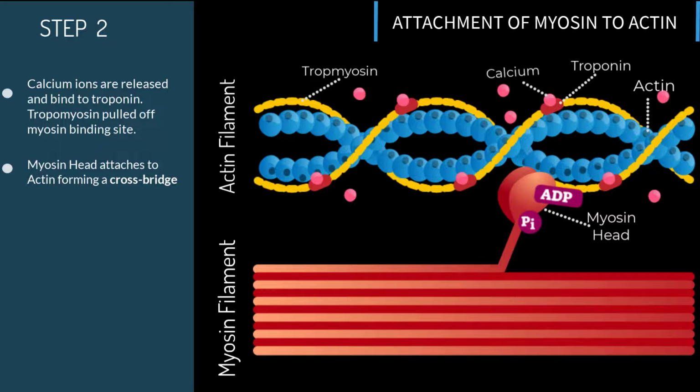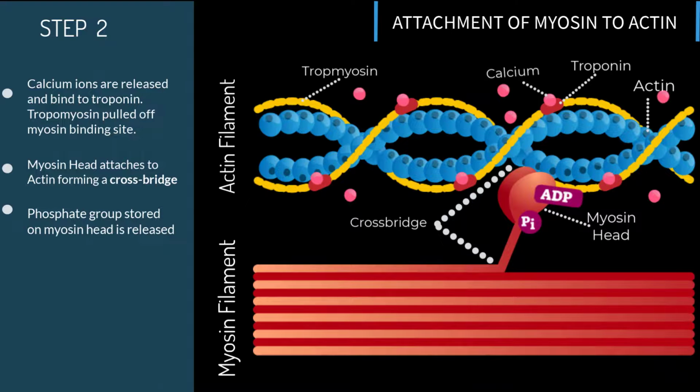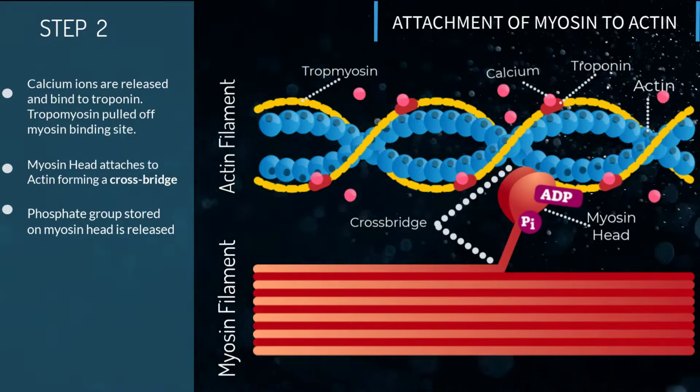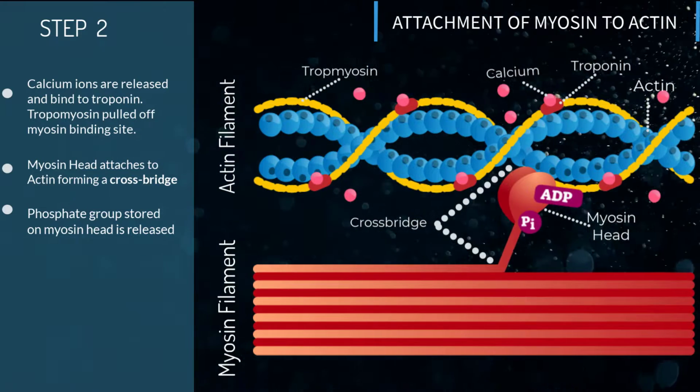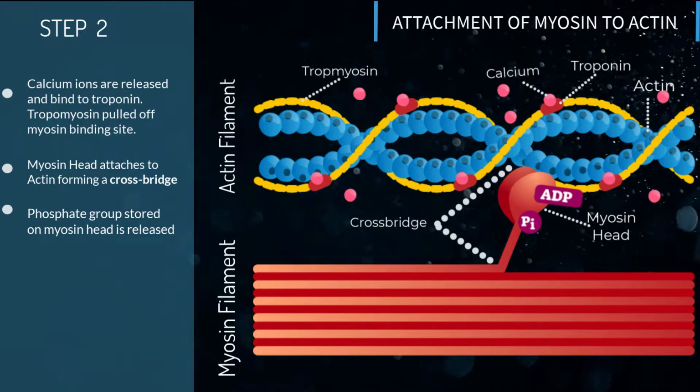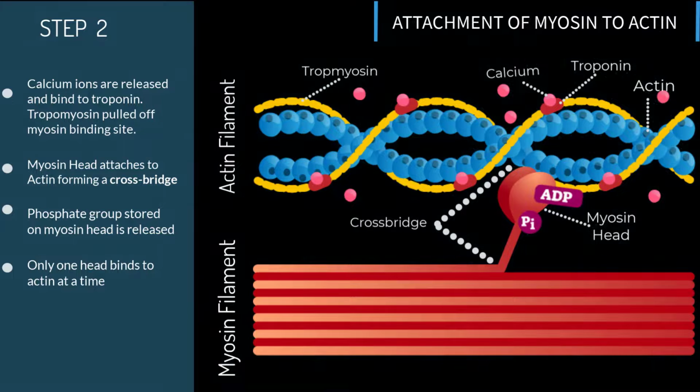The myosin heads of the thick filament will now attach to the actin, forming a cross bridge. Once the myosin head attaches, the phosphate group that is stored on the myosin head is released. Note that although a single myosin molecule has a double head, only one of those heads will bind to actin at a time.